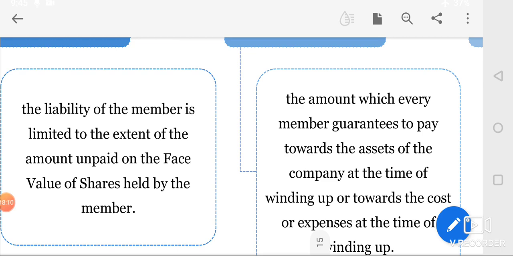You are now only liable for the remaining 5 to pay to the company. That is the unpaid amount on the face value of the shares.